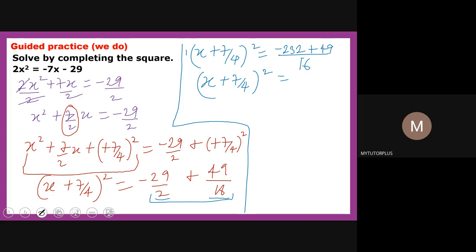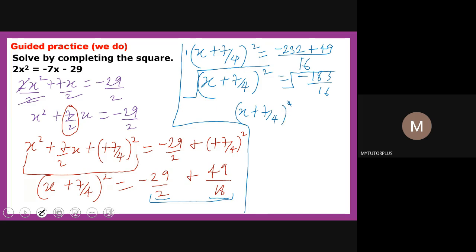Minus 232 plus 49. That's something as 232 minus 49. So that will give me my answer to be equals to minus 183 divided by 16. Then the next thing is take the square root of the right hand side. That will give me x plus 7 over 4 all into bracket square.